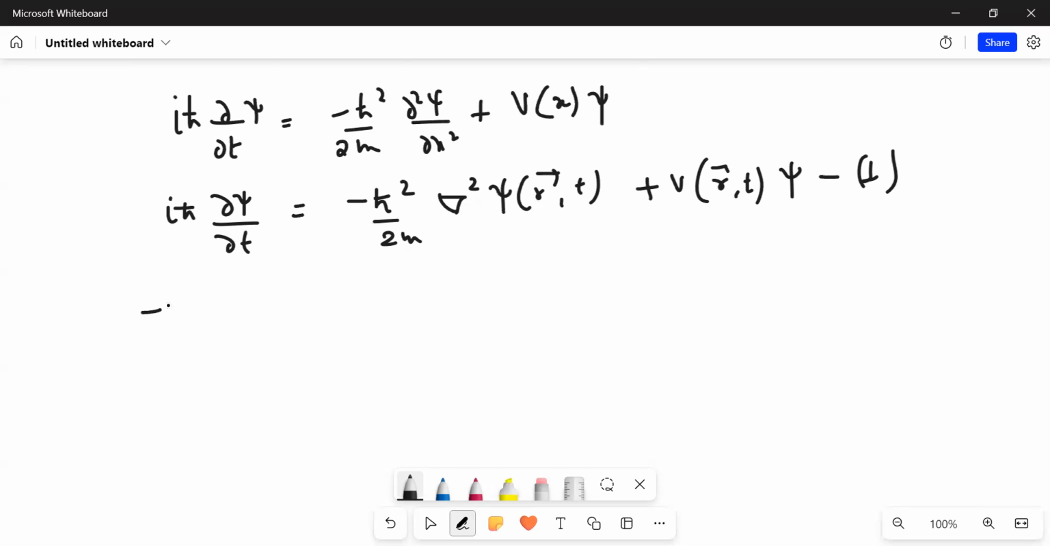Let me take the conjugate of it. So what I'll get: minus iota h ket del psi upon del t, del psi star. And if I've taken the conjugate throughout, I've taken the conjugate here as well. So this will become del square, and here you will get psi star, and then you will get r vector comma t.